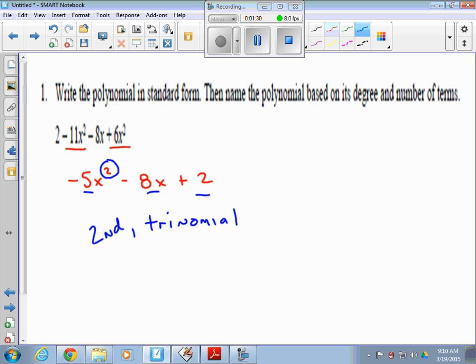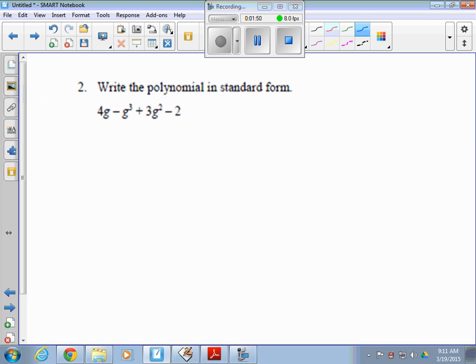Don't count them right away and say, well, there's four of them, it's got to be a polynomial. No, you can combine those two x squareds to make it a trinomial. If I asked you also for the leading coefficient of this one, you'd say negative 5 is the leading coefficient. That was not part of the question, though, for this one. So it's a second degree trinomial.